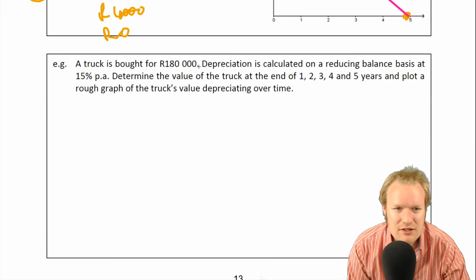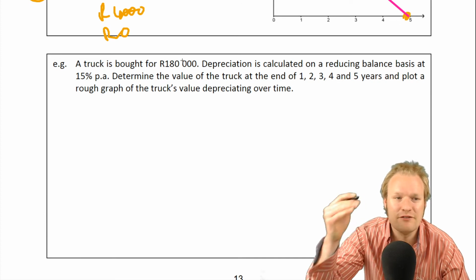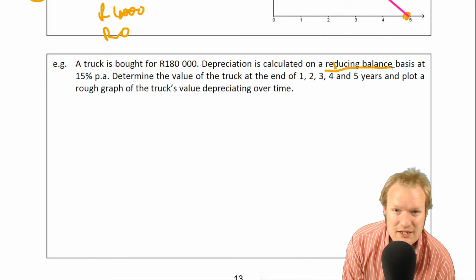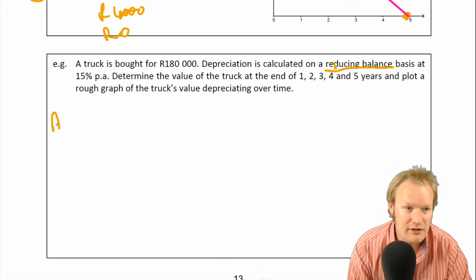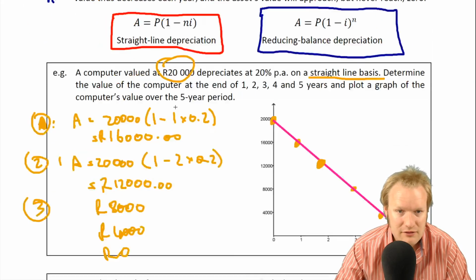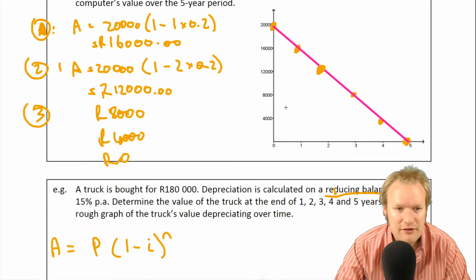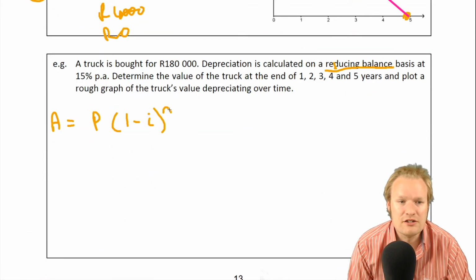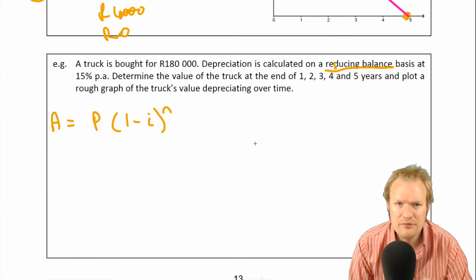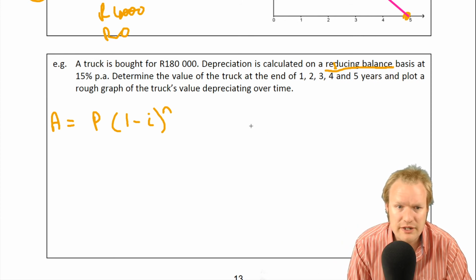So in reducing balance, let's say we've bought a truck, 180,000 Rand, and it's reducing at 15% per annum. But it's a reducing balance, which means that it's based on the previous year. So now we're going A equals P times 1 minus i to the power of n. Right, there it is, 1 minus i to the power of n. And we're going to do that to the power of 1, the power of 2, power of 3, power of 4, power of 5. Now it's not going to reduce away to 0. And we're going to plot that on a graph as well.